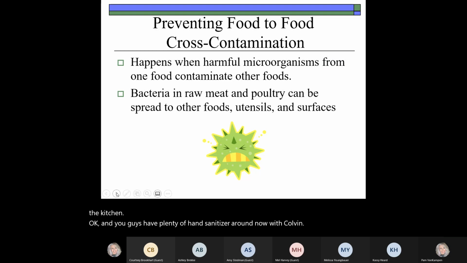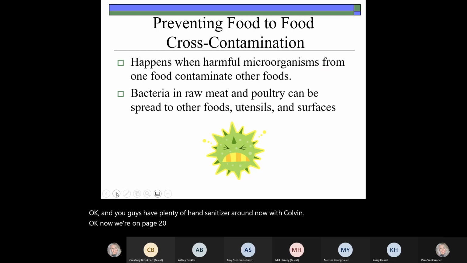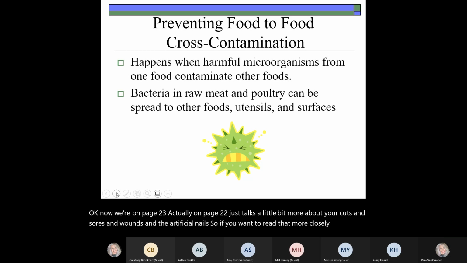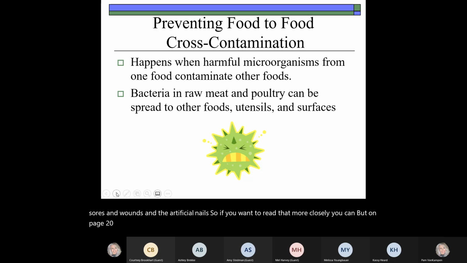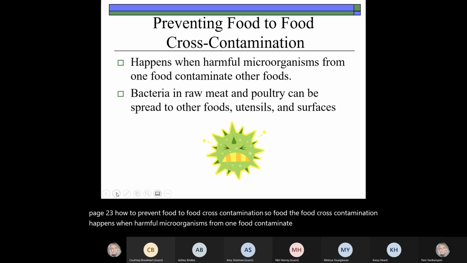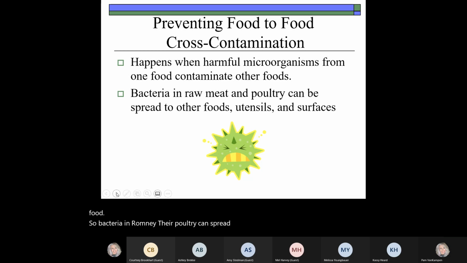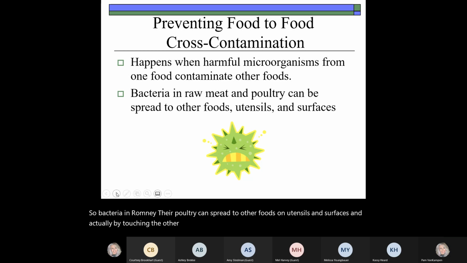Okay, now we are on page 23, actually. Page 22 just talks a little bit more about your cuts and sores and wounds and the artificial nails. So if you want to read that more closely, you can. But on page 23, how to prevent food-to-food cross-contamination. So food-to-food cross-contamination happens when harmful microorganisms from one food contaminate another food. So bacteria in raw meat or poultry can spread to other foods on utensils and surfaces and actually by touching the other food. And this is an important thing to keep in mind if you have someone with allergies.